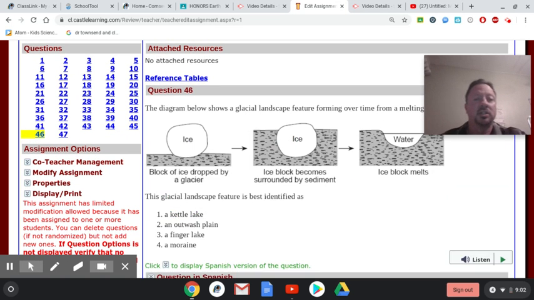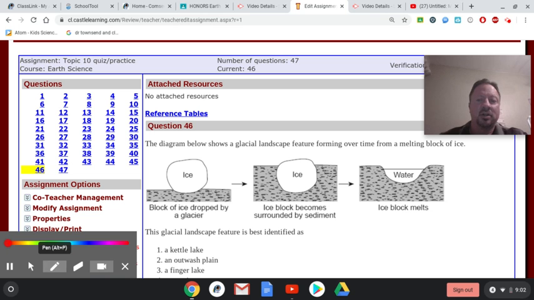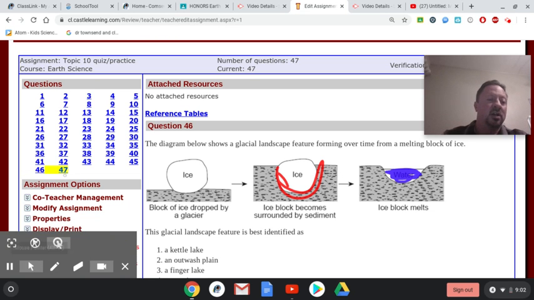46. Almost done. All right. Again, second or third time now we've seen this. Big block of ice eroding away a hole, right? Eroding away the hole. And then the melted water fills up in there. Yeah, I made it blue for the water. And what do you make? You make a lake. What kind of lake? Kettle Lake. Big block of ice is your Kettle Lake.